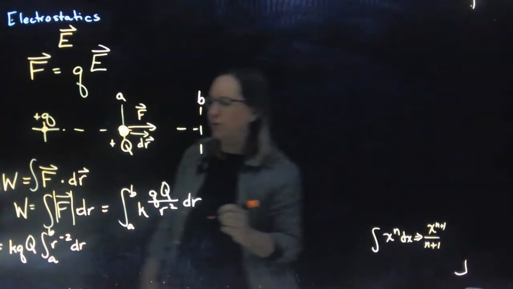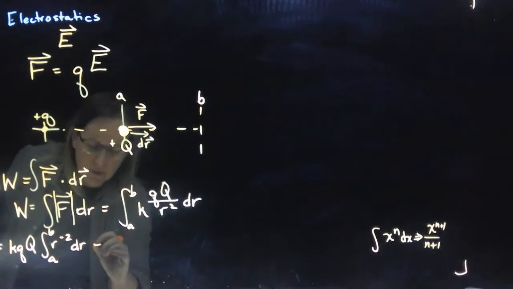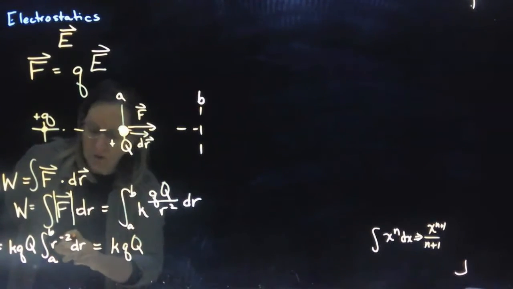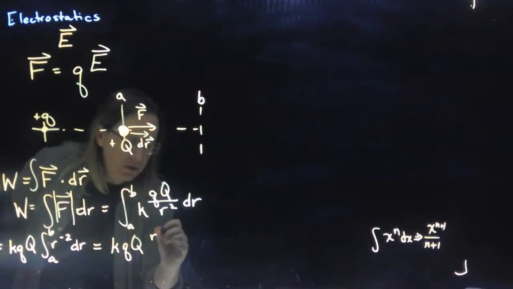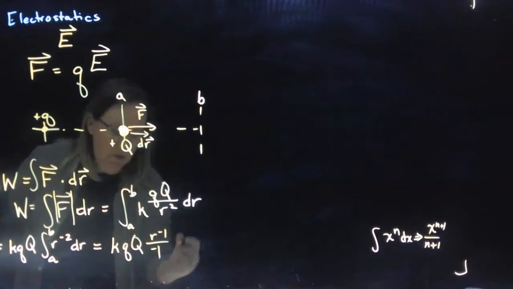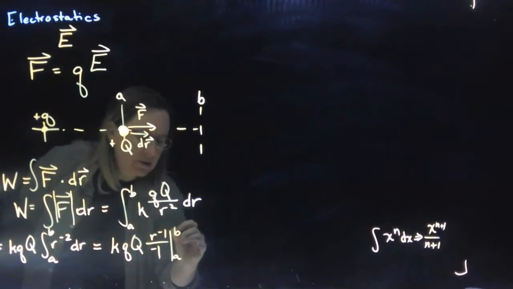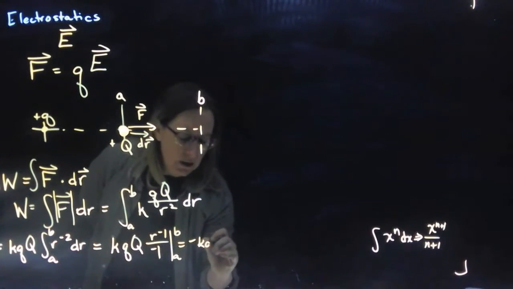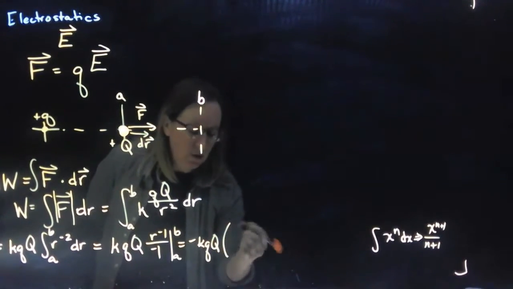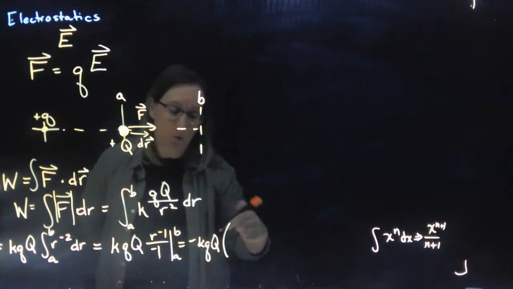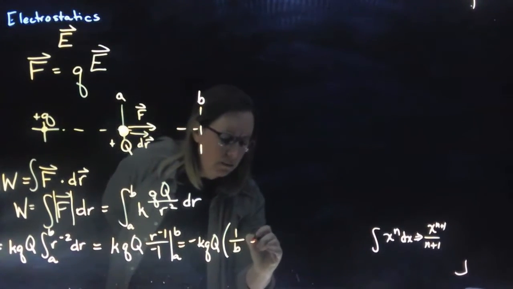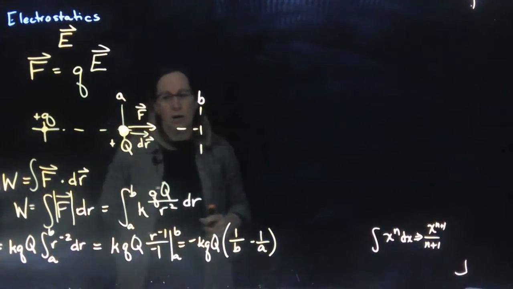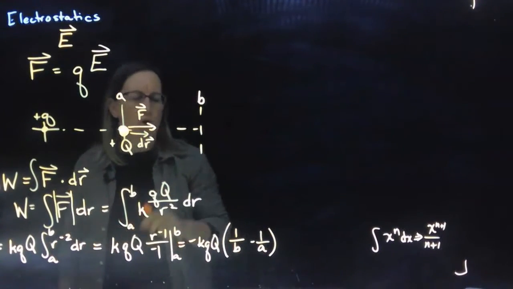Hopefully that looks familiar. And so this becomes K, q times big Q. This is r to the minus 2 plus 1, so r to the minus 1 over minus 1, evaluated from A to B. And so this gives me minus K, little q, big Q, times r to the minus 1, which is 1 over r, so 1 over B minus 1 over A. And that is the work done on this charge.